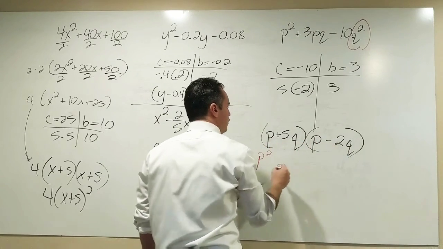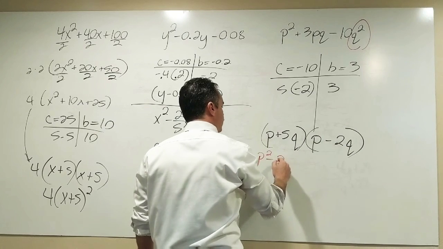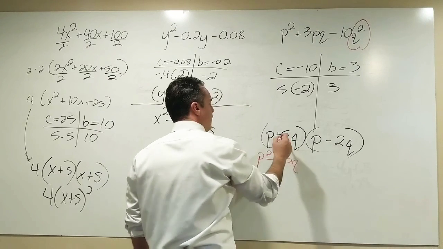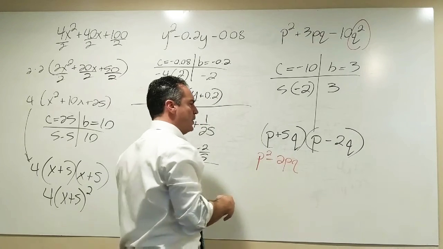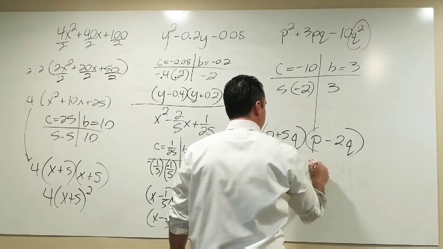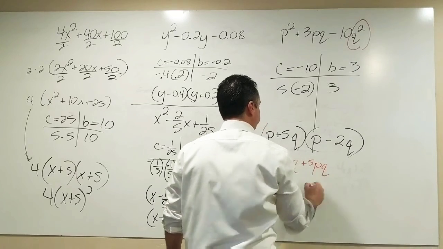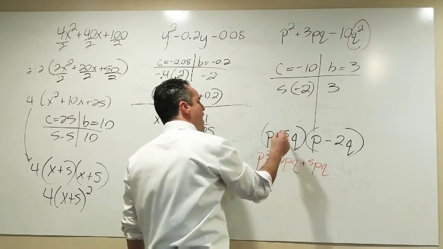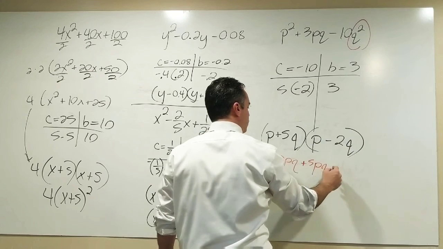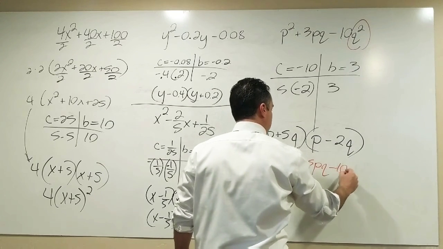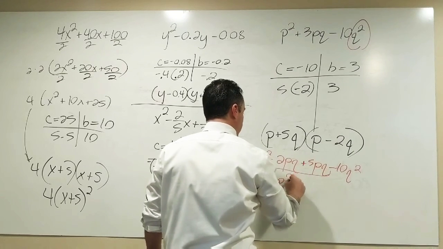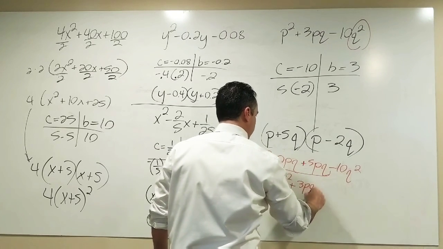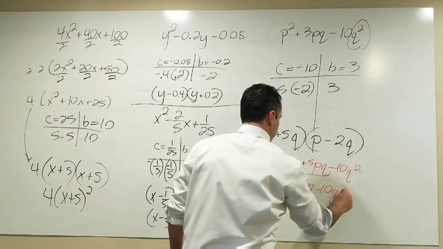P times negative 2 makes negative 2PQ. 5 times QP. Will we write QP or PQ? PQ. That's right, because we have to have like terms. So we'll have plus 5PQ. And then 5Q times negative 2Q will make negative 10Q squared. These two combined, we get P squared plus 3PQ minus 10Q squared.